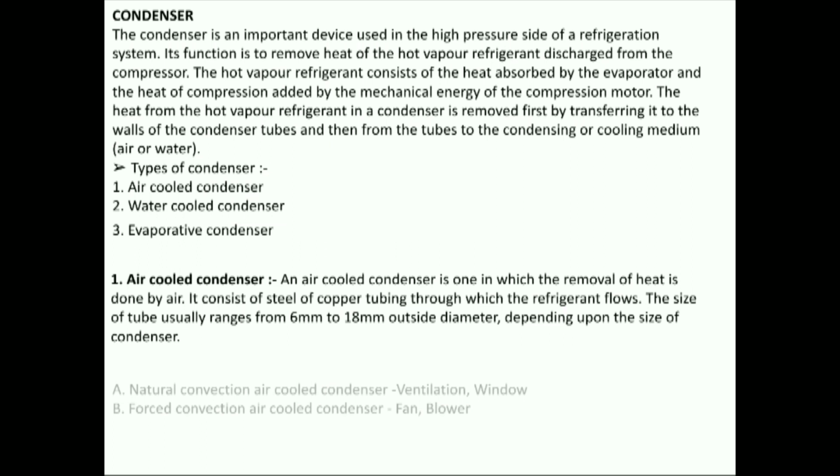1. Air-cooled condenser. An air-cooled condenser is one in which the removal of heat is done by air. It consists of steel or copper tubing through which the refrigerant flows. The size of tube usually ranges from 6 mm to 18 mm outside diameter, depending upon the size of the condenser. A. Natural convection air-cooled condenser, ventilation, window. B. Forced convection air-cooled condenser, fan, blower.